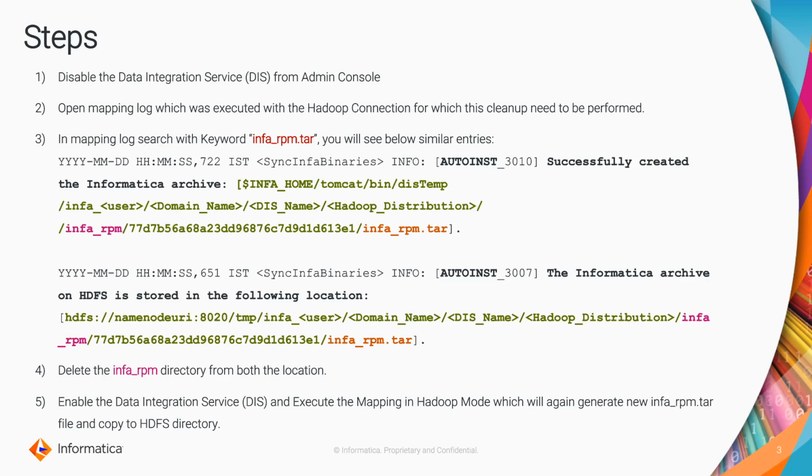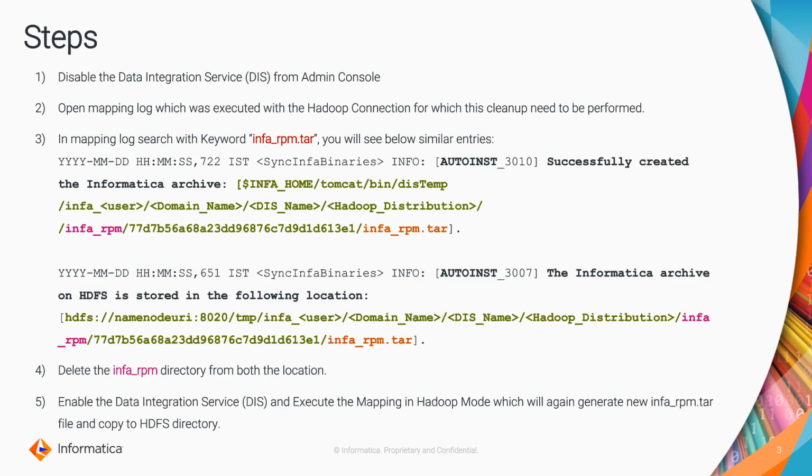This file may need to be cleaned up in some scenario where the file may be having the old jar file inside it and causing some issue. So cleaning up this file is completely safe as it will again generate a new info RPM tar file and copy to the Hadoop cluster at the time of new mapping run. So let's see the steps for how we can perform this cleanup.